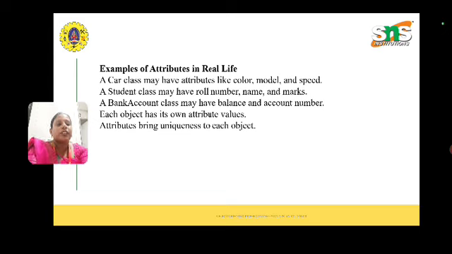So examples of attributes in real life: a car is a class, and the attributes are color, model and speed of the car, and brake, accelerator and clutch are the methods of the car. A student class may have roll number, name and marks. Here roll number, name and marks are the attributes of the student class. And a bank account number, bank account name, these are all the things defined by attributes. Each object has its own attribute values. Attributes bring uniqueness to each object.